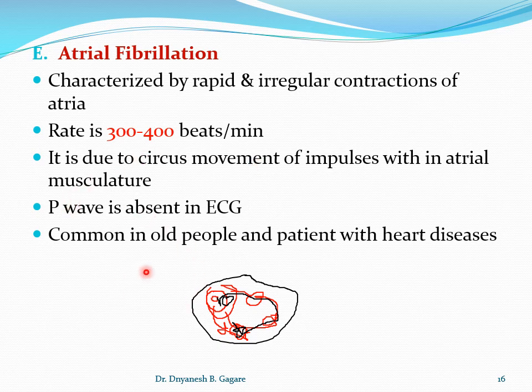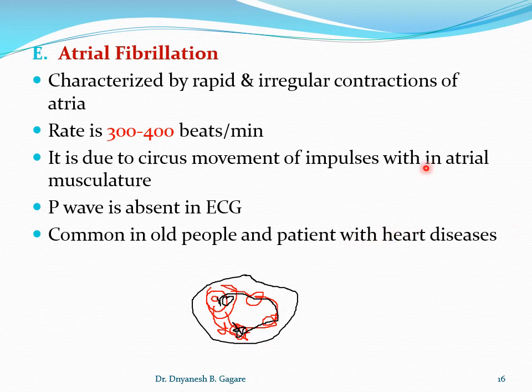If you see on the ECG, the P wave is absent. Because of irregular contraction, you cannot make out the P wave on ECG. Okay, it is more common in old people and patients with heart diseases. Normally it does not occur in a normal person, but it is more common in hypertensive patients, also in old age, and patients with heart diseases.